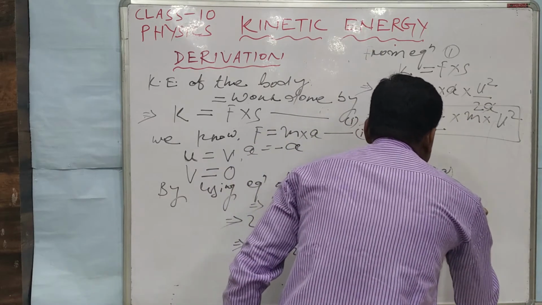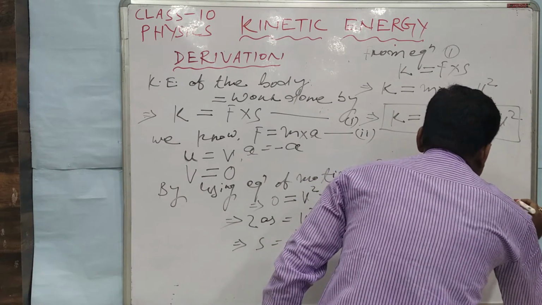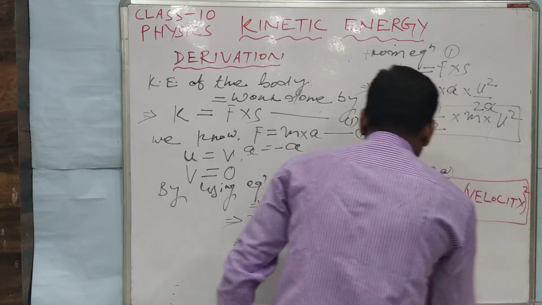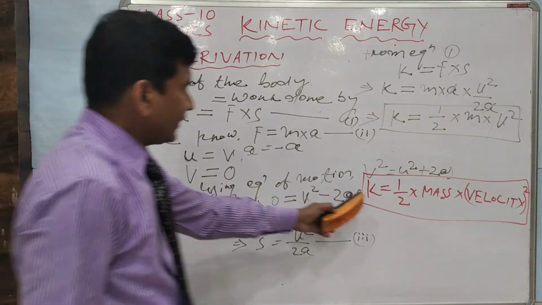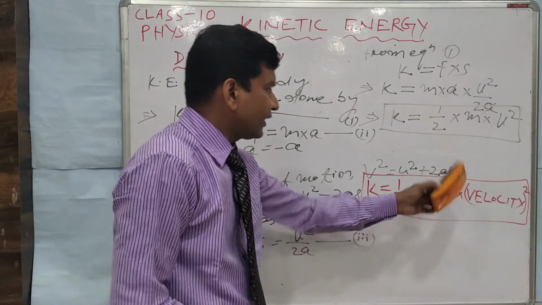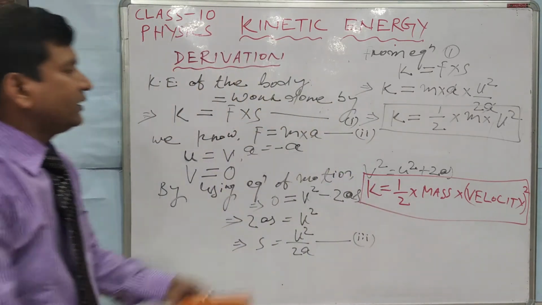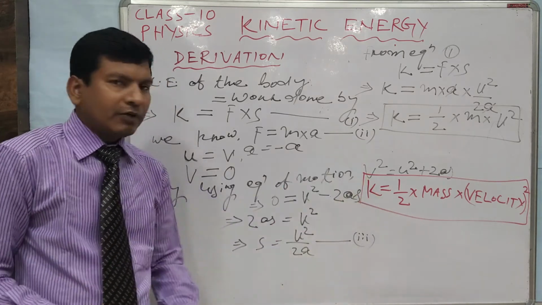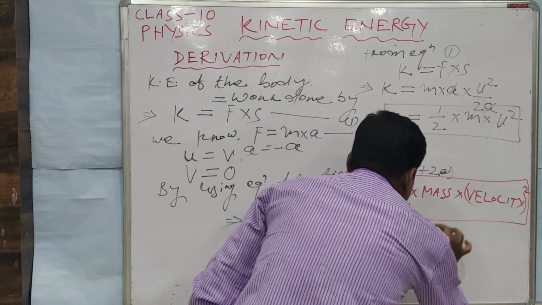stands for mass into v stands for velocity square. So this is the expression of the kinetic energy of the moving body. Now simply from here it is understandable that the kinetic energy of the body is directly proportional to the mass, and also it is directly proportional to the velocity, which means that when the mass of the body is increasing or becoming more, the kinetic energy of the body becomes more. Why? Because the kinetic energy is directly proportional to mass.